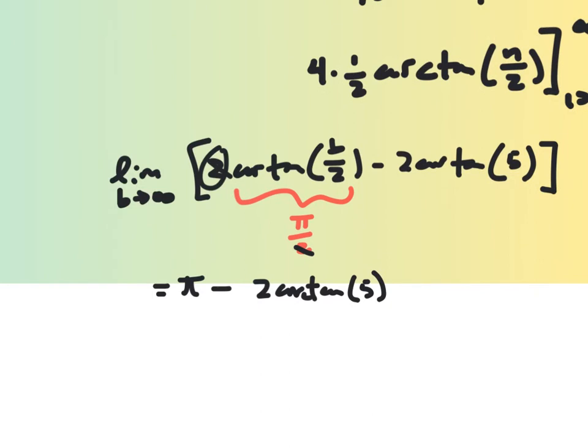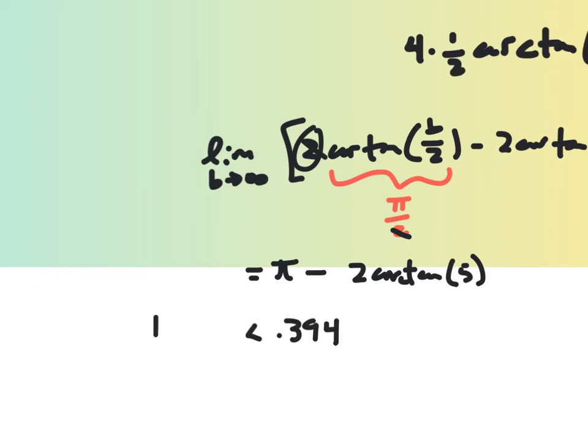Which comes out to be, as a decimal, 0.394. Okay, so the error will be less than that, which isn't very good. That's a pretty large error, right?